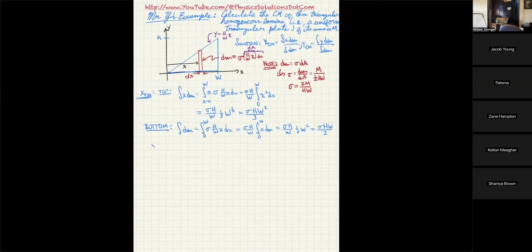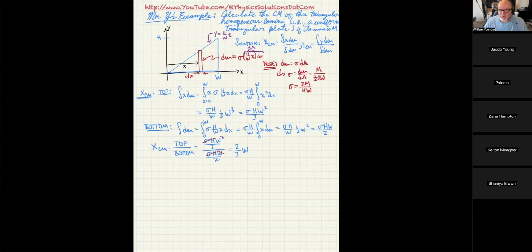Now the x center of mass is the top divided by the bottom, and our top was sigma h w squared over 3 divided by sigma h w over 2. You can automatically see that the sigma h is going to cancel out with the sigma h, and one of the w's is going to cancel out with the w up there. But you can also see that the 2 is going to come on top and the 3 is going to come on the bottom, and all we have left is 2/3 w.